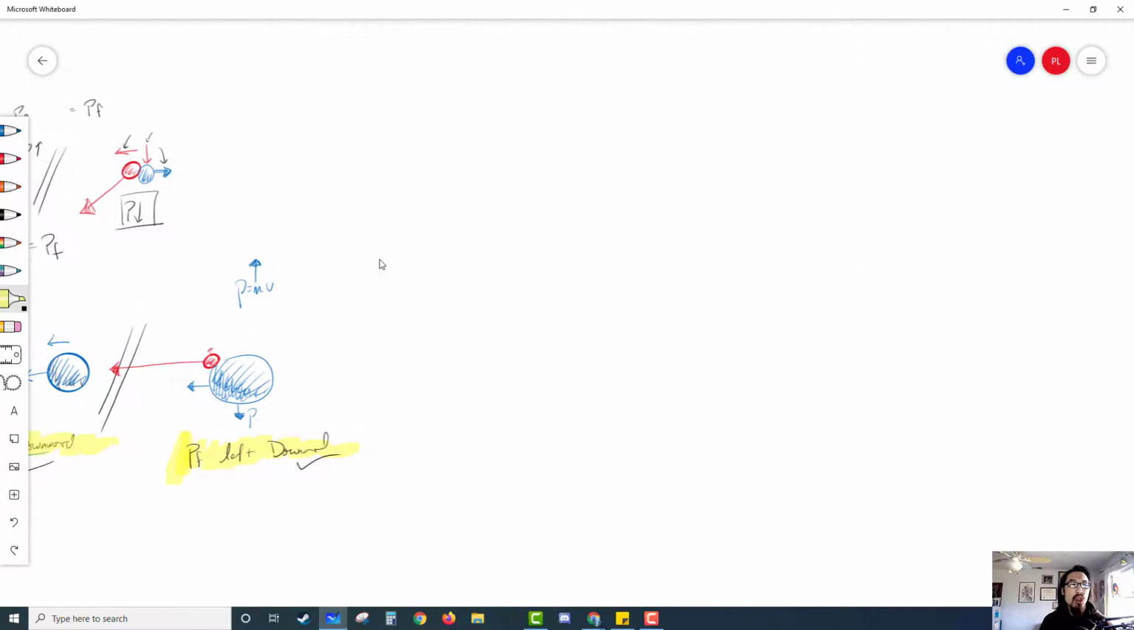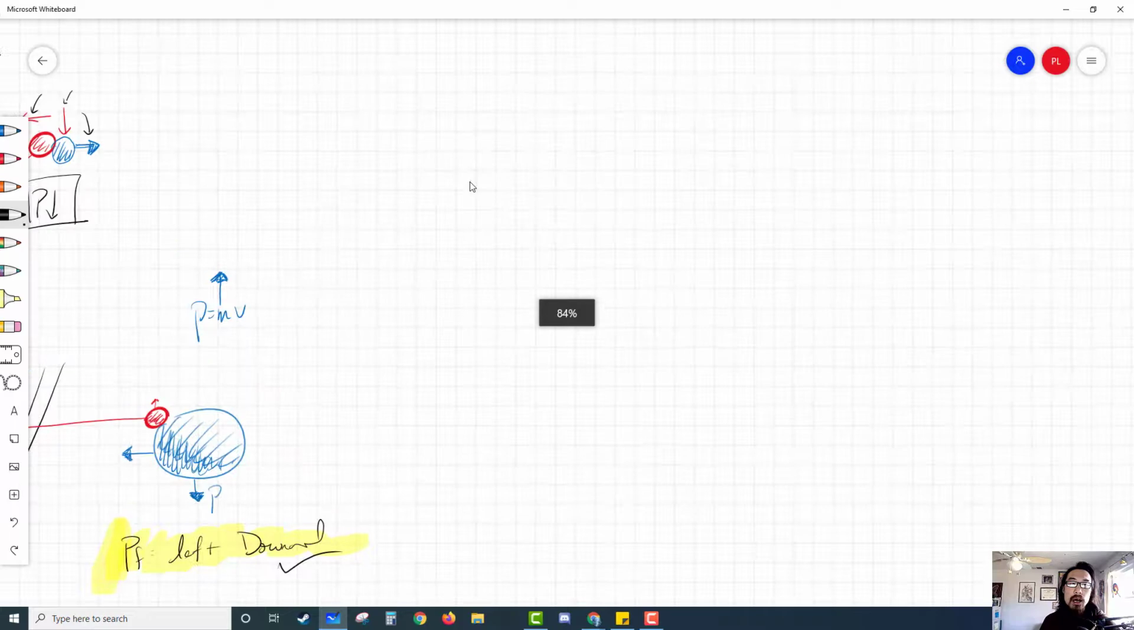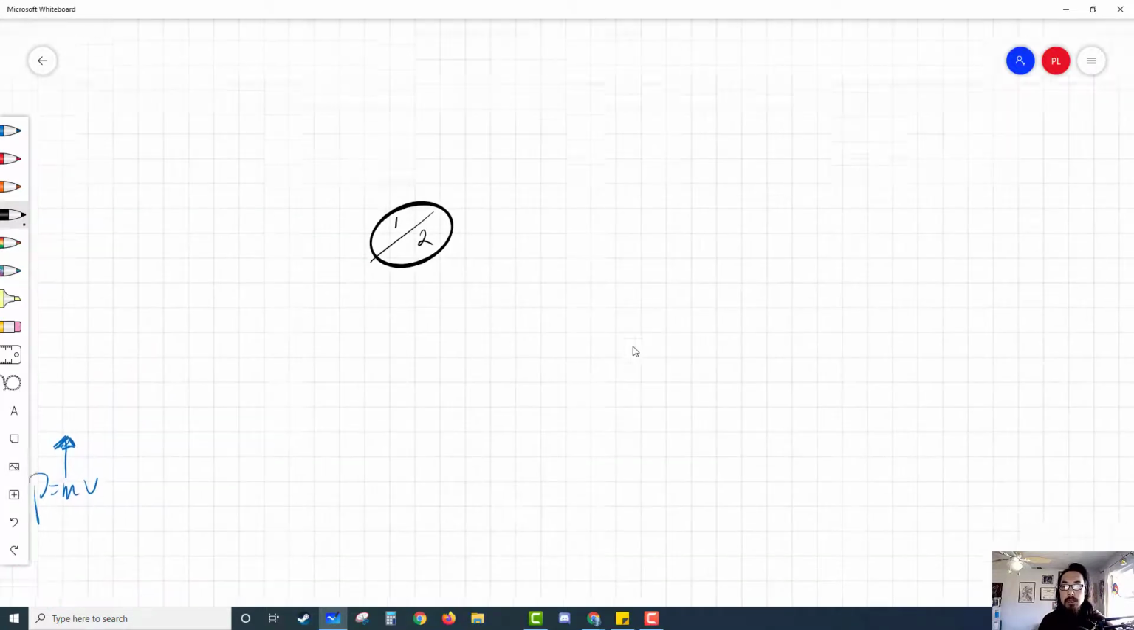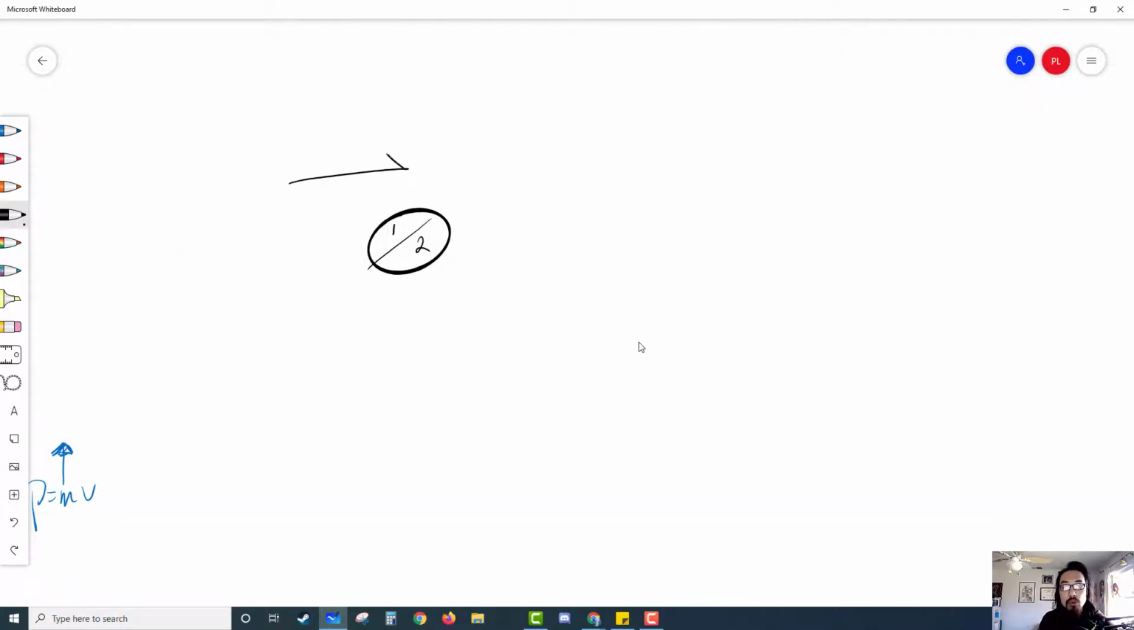If we were to take a look at an explosion type of problem, let's do an explosion problem before we do an inelastic problem, because as you know, explosions and inelastic collisions are just the same but in reverse. So let's say we have a cannonball. Actually, let's do a watermelon. We know that this watermelon will break off into 2 pieces. This watermelon is moving to the right, and for whatever reason, it explodes.